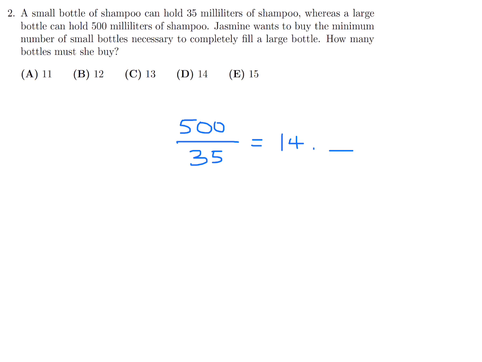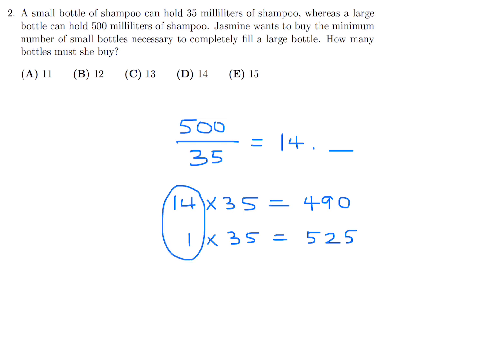So she obviously will need at least 14, because 14 times 35 will get her up to 490. And then, of course, she'll need one more to get over 500. Won't be at exactly 500. She'll be at 525, right? But she definitely will have enough shampoo to fill the 500 ml bottle. So 14 plus 1 extra bottle, so 15 is the answer to number 2, which is choice E.